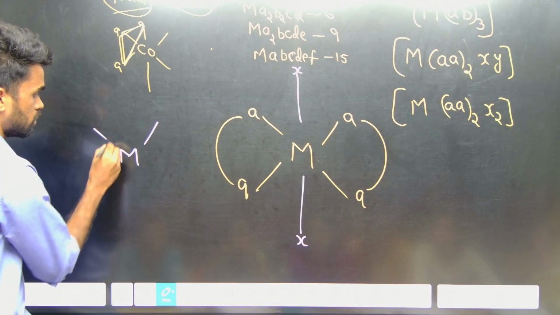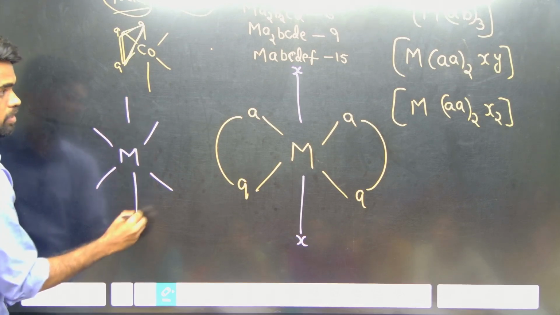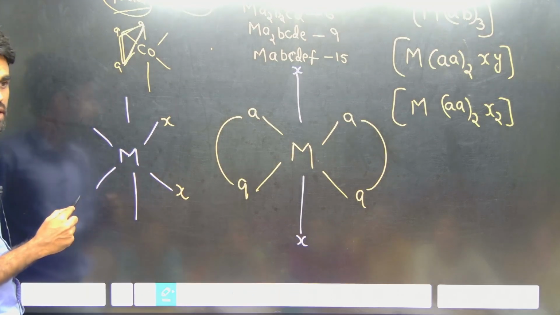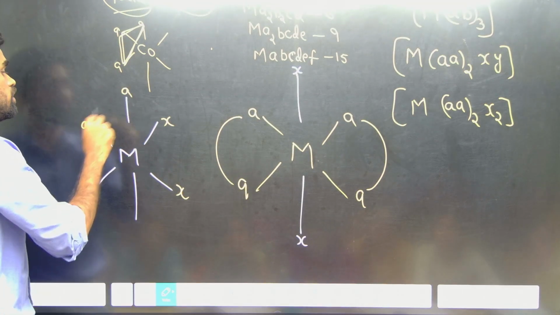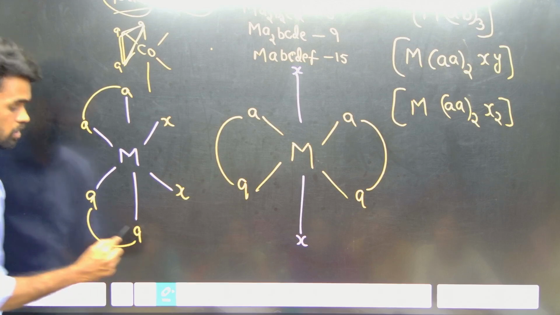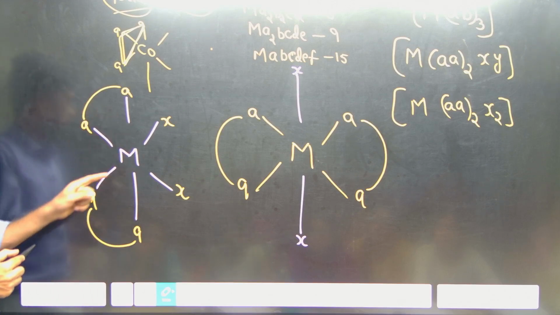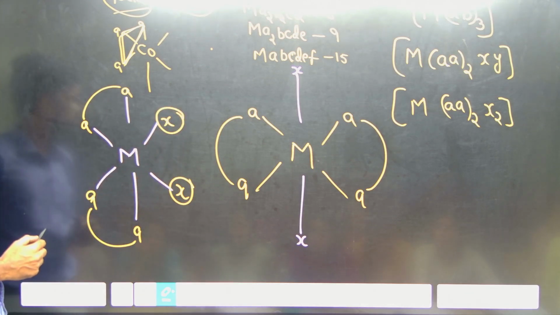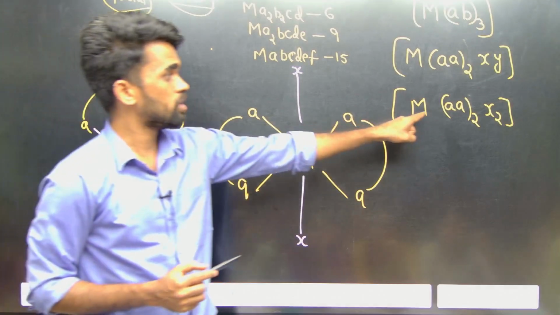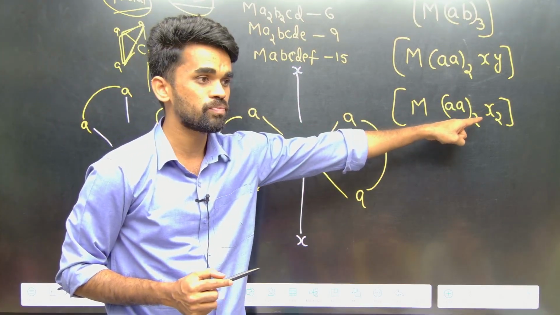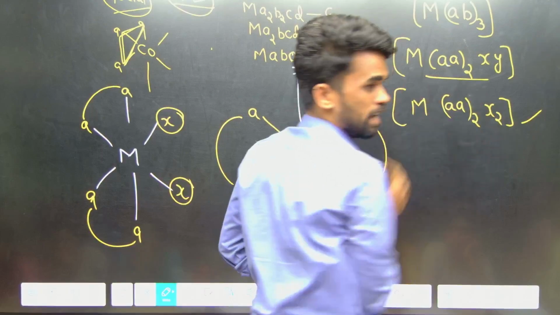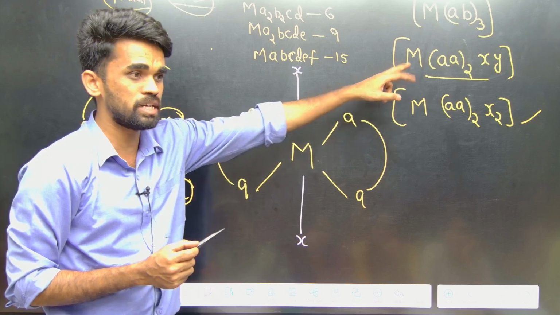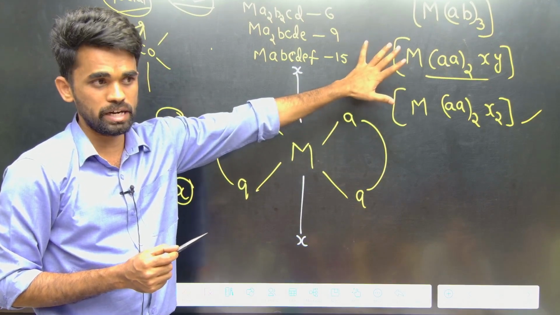Next, what is the other possible thing I can make? M. Putting X and X in the plane. It means how are this X and X oriented now? And here one A, here one A. Here one A, here one A. How are they? Cis to each other. With respect to X and X only you check. How are they? This is cis, this is trans. So M(AA)2X2 is possible. What about this XY? Here also possible, because X and Y I can put cis to each other, trans to each other. There also it is possible. Is this clear? Like this you need to identify.